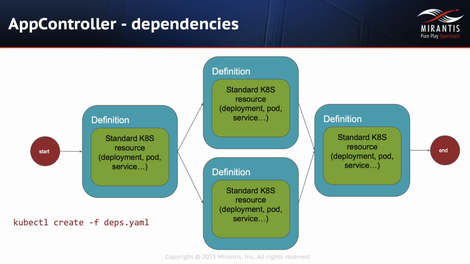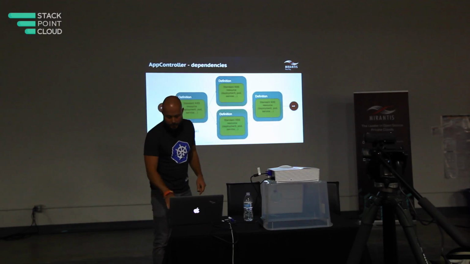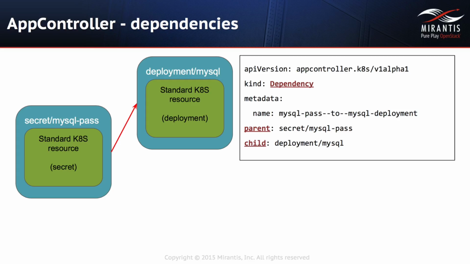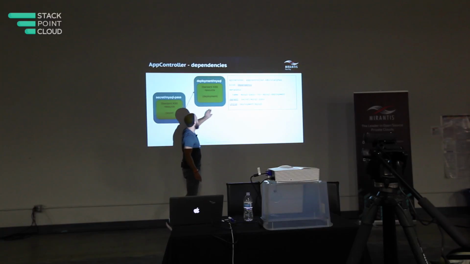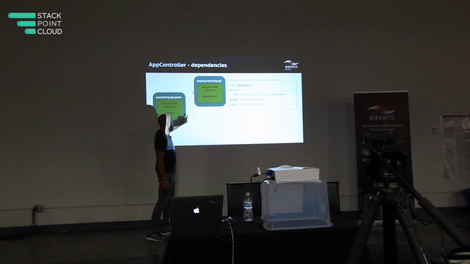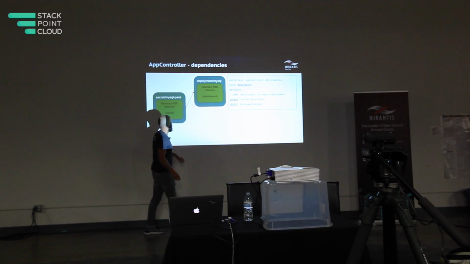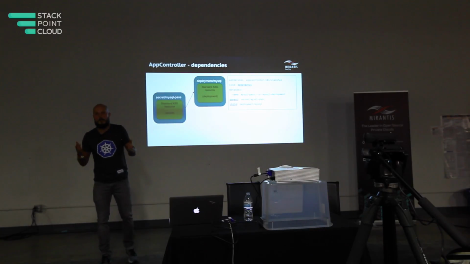Now, once we have the definitions in place, we need to connect them. We need to specify in which order they will be provisioned, and we do it with dependencies. A dependency is a third-party Kubernetes resource that allows you to create parent and child relationships between definitions. In this case, we are creating a relation that the MySQL password secret should be provisioned before the MySQL deployment, because the MySQL deployment needs to consume this secret in order to set up the root password.